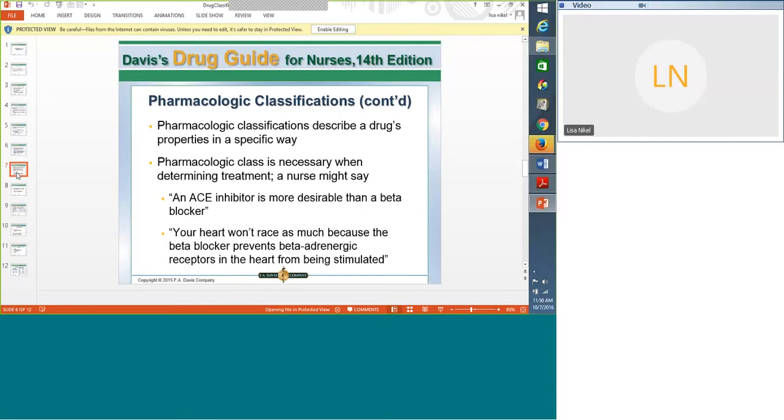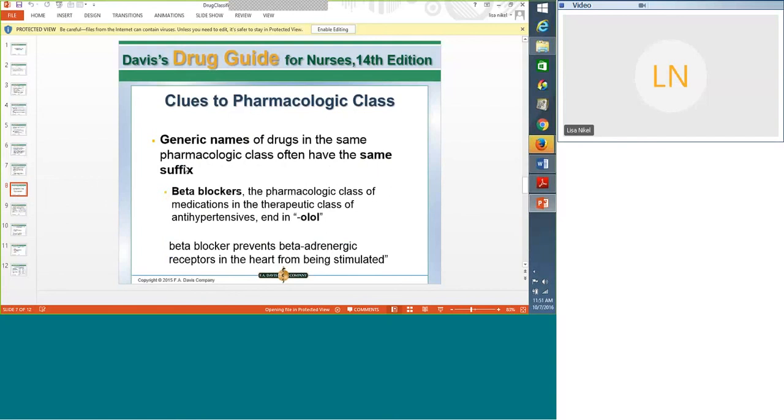So the pharmacology class describes the drug's properties in a specific way, and they're necessary when determining a treatment. A nurse might say an ACE inhibitor is more desirable than the class beta blocker. Your heart won't race as much because the beta blocker prevents beta adrenergic receptors in the heart from being stimulated. So the pharmacology class is giving credit to the specific way that the drug's properties are going to work.